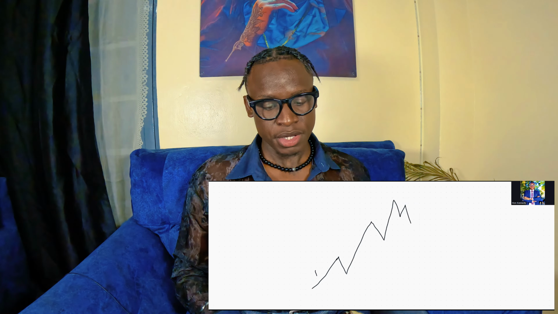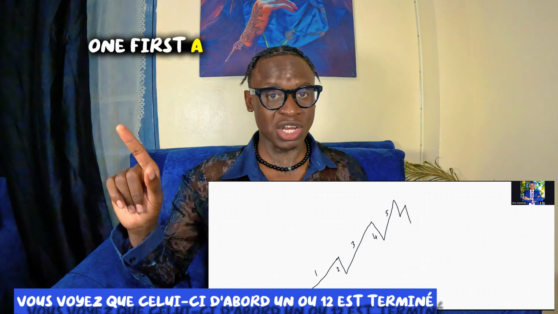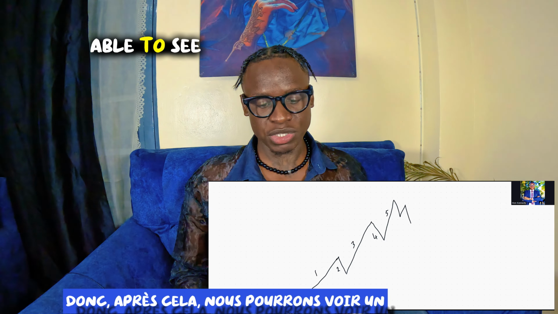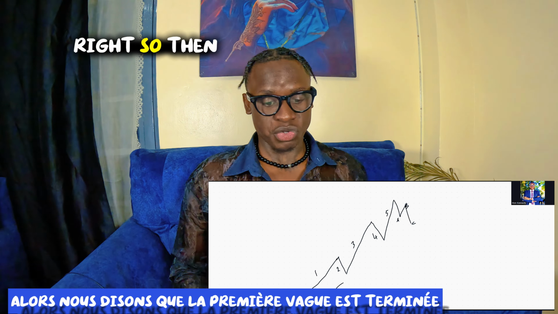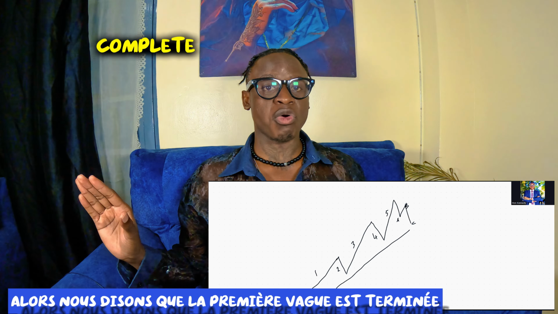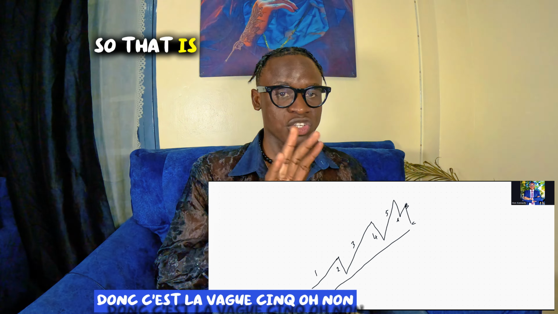So for our first wave to be complete, we call this wave 5 within 1, in the sense that this wave is complete. You see, this first Elliott Wave is complete. After that, we'll be able to see A, B, and C. Once the market completes this, you see this market basically has been trending up, right? So then we say the first wave is complete. So that is wave 5, wave 1 within 5.